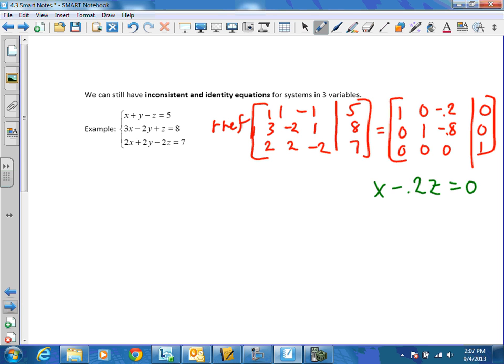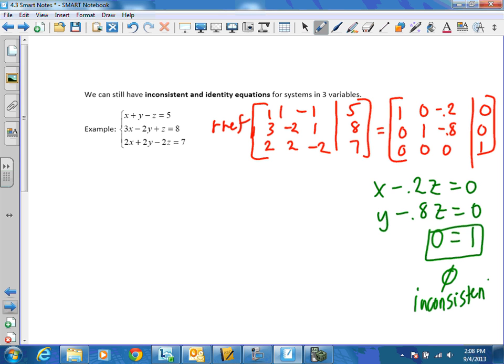Okay, what's the next line say? y minus 0.8z equals 0. Again, doesn't help me, doesn't hurt me. Last line, however, says what? 0 equals 0? No, 0 equals 1. What does this mean? No solution. It is a no solution. It is inconsistent.